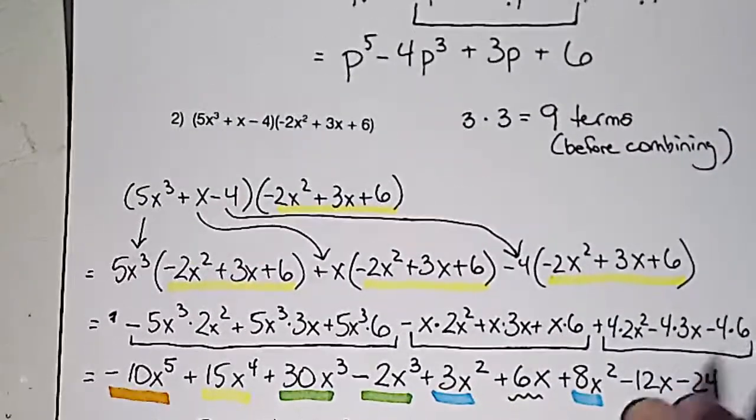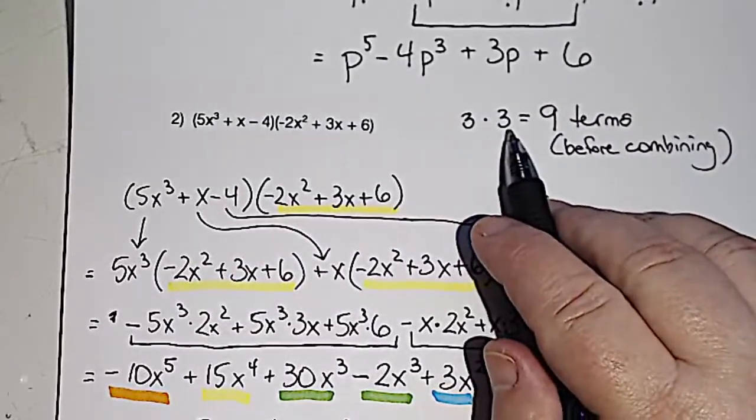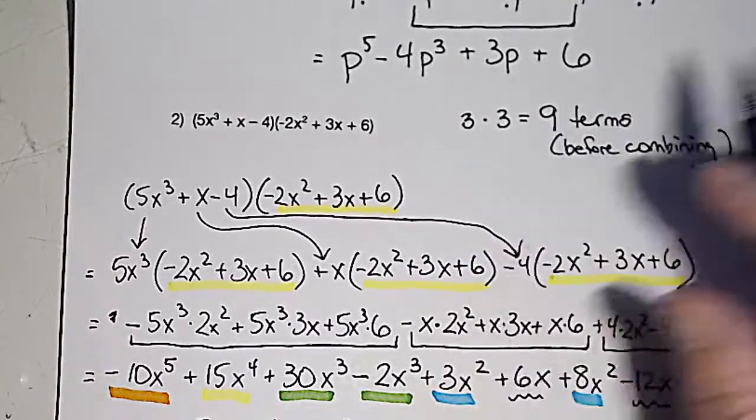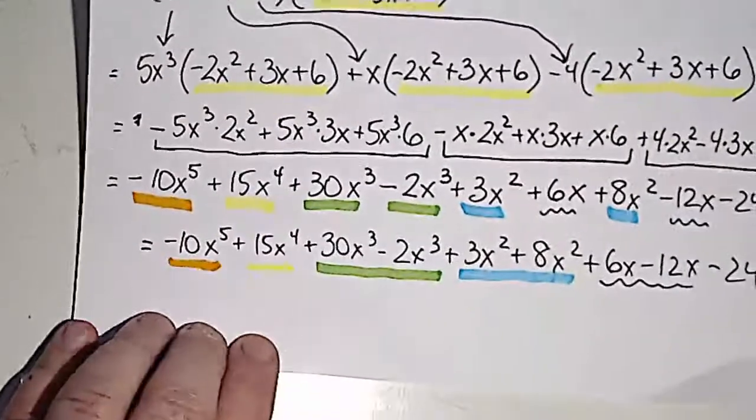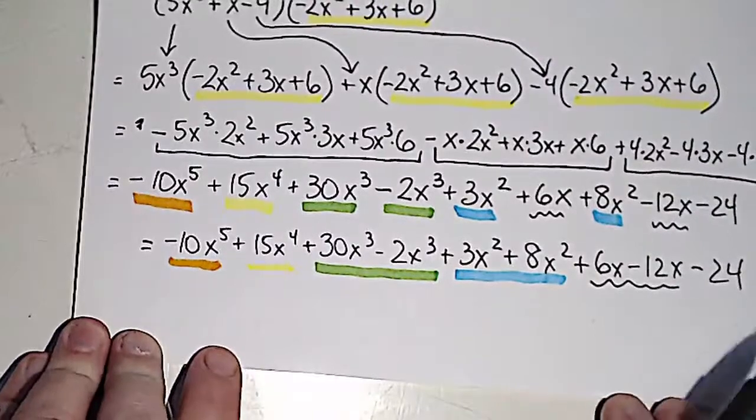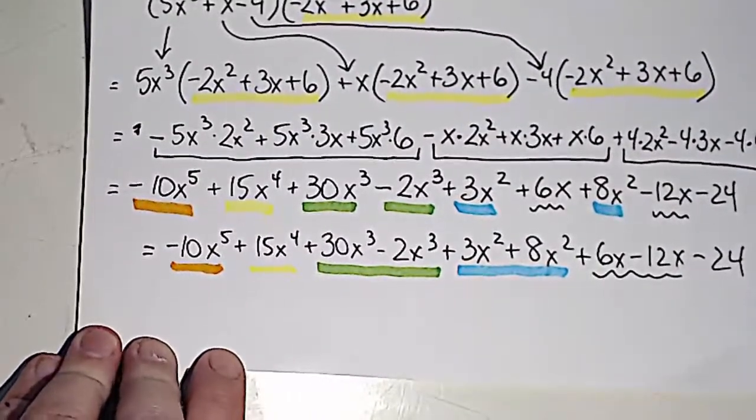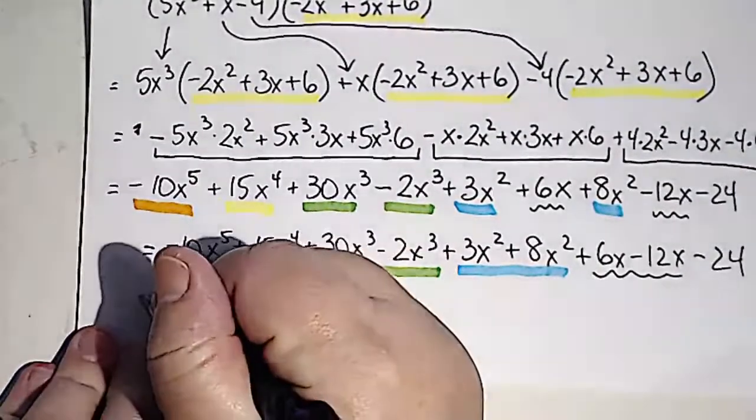Remember, we set up here a trinomial times a trinomial. 3 times 3 is 9. Nice, we got the 9 terms. But once we combine, we could have any number. We could still have 9 or we could have 2. There's no way to know ahead of time.